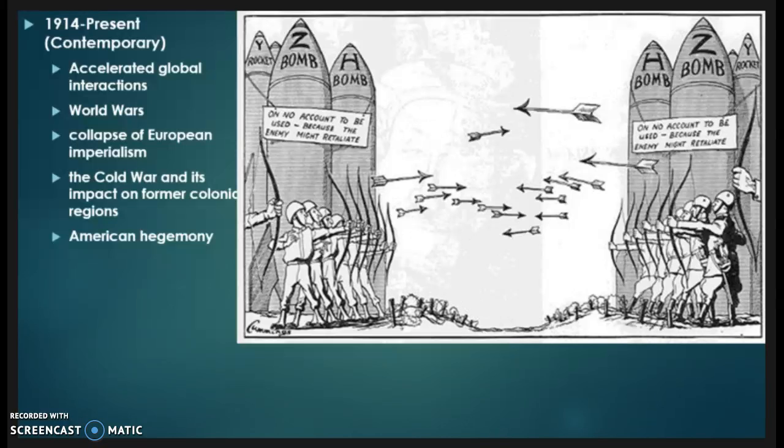And finally, we end with 1914 to the present, also known as the Contemporary Era. This era features accelerated global interactions, the horrendous world wars, and the collapse of European imperialism. It also has the Cold War and its impact on former colonial regions, and also exhibits American hegemony, or Americanism.